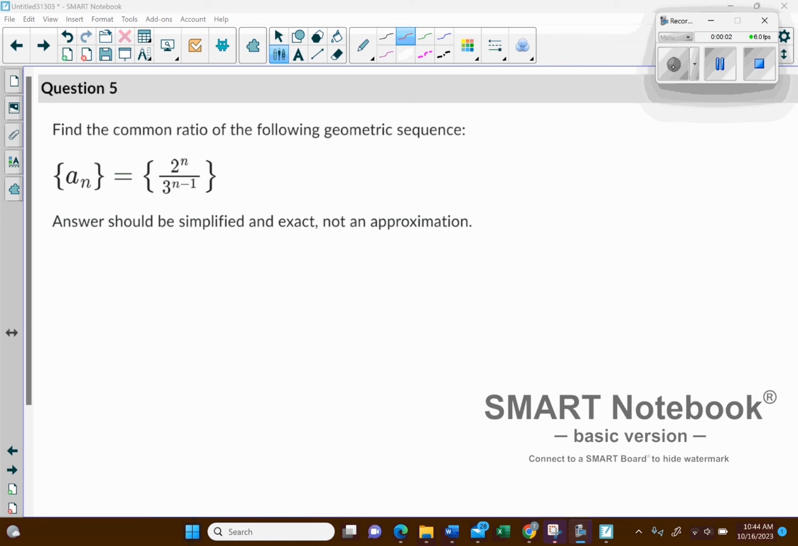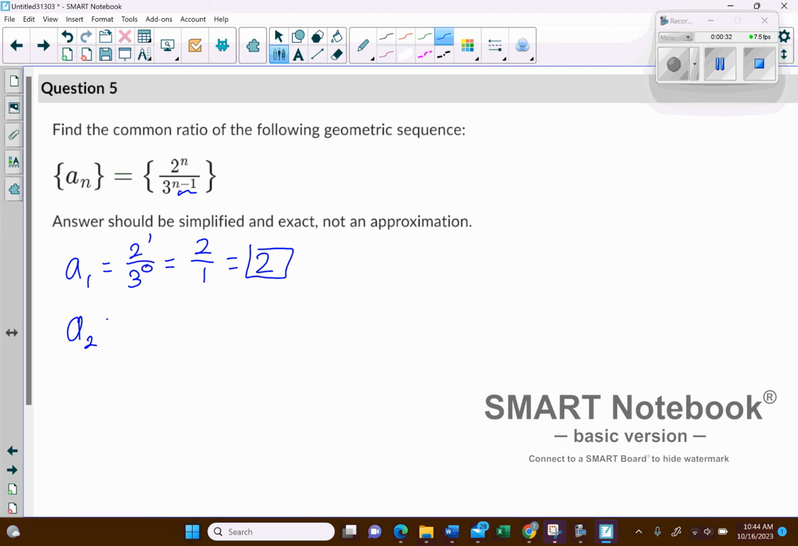Okay, so let's take a look at number 5. In order to find the common ratio, you need to find really just two terms in succession, but we'll find a couple terms here and see what we can do. So I'm going to find a sub 1, which would be 2 to the power of 1 over 3 to the power of 0, once I subtract the 1. And 3 to the power of 0 would turn into a 1, and so my first term is a 2, right? Let's see about the second term.